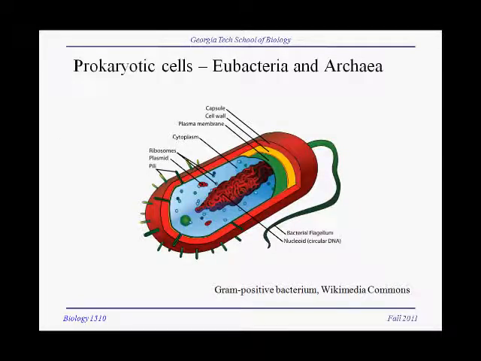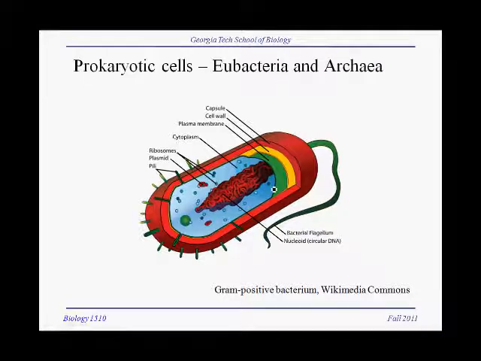So let's start off with prokaryotic cells. Recall that prokaryotic cells do not have a nucleus, and these are bacteria, sometimes called eubacteria, and archaea. Archaea are sometimes also called archibacteria. So the main feature of a prokaryotic cell is what it doesn't have. It doesn't have a nucleus.